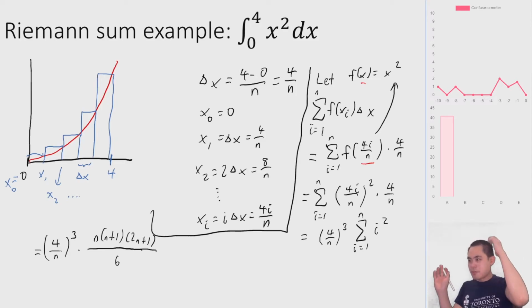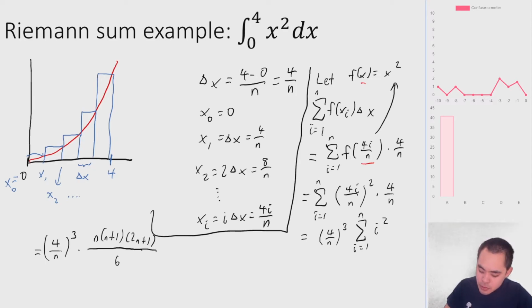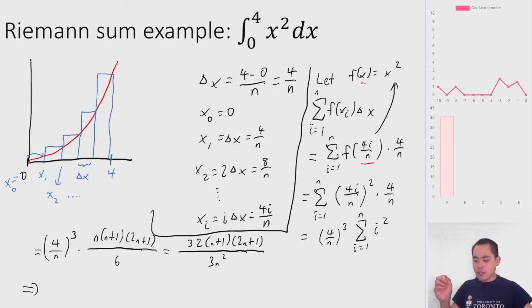If you don't remember this, it's going to be super confusing. You should look up infinite sums again from your calculus classes. But this is one of the facts that you should know from your calculus class. So this is equal to, when you multiply this out, 32 times (n+1)(2n+1) over 3n squared. And so now we can finally talk about the actual integral.